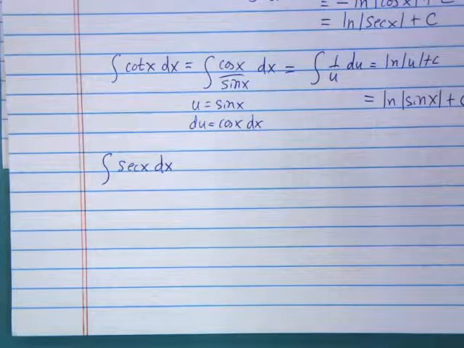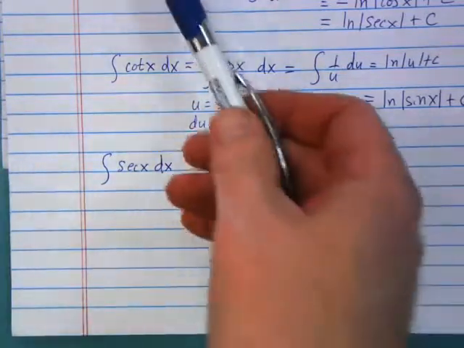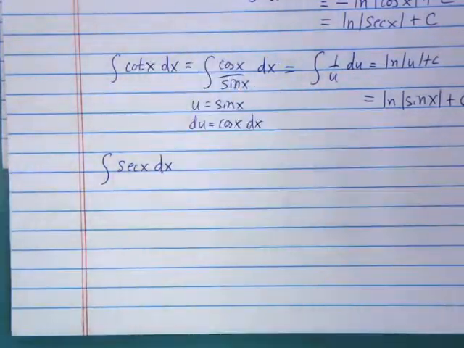The antiderivative of secant x. This one's a little bit trickier. Here's what we're going to do for secant x. It's not obvious that this is the right substitution. Tangent and cotangent, it was pretty obvious, right? They were fractions, use substitution. This one's not so obvious.